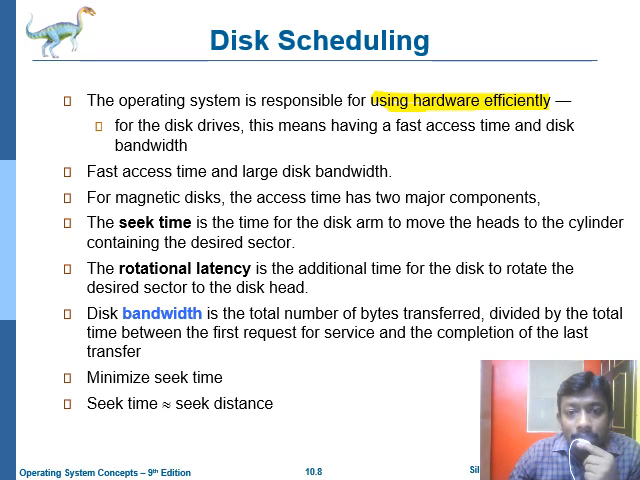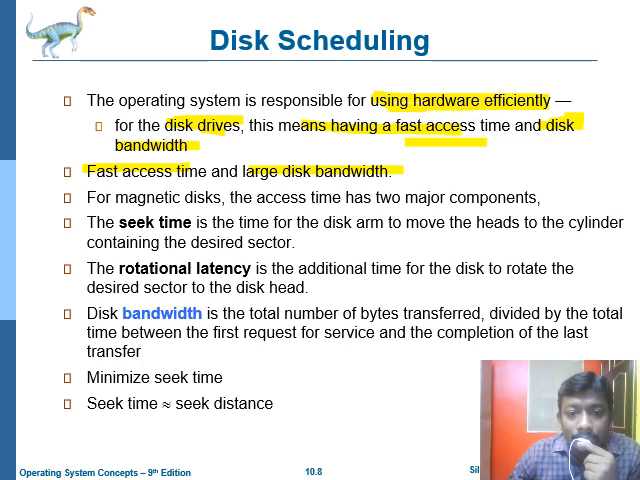For the disk drives, this means having fast access time and disk bandwidth. Here in this fourth unit, we are concentrating on the disk drives. So these two performance factors are to be considered while considering the disk drives. The fast access time should be there and large disk bandwidth should be there.